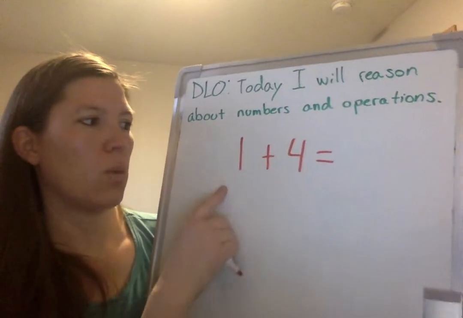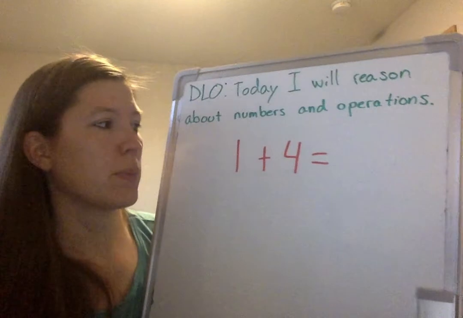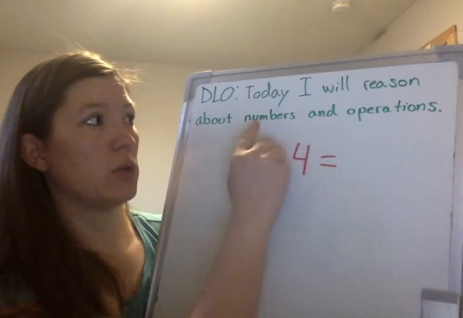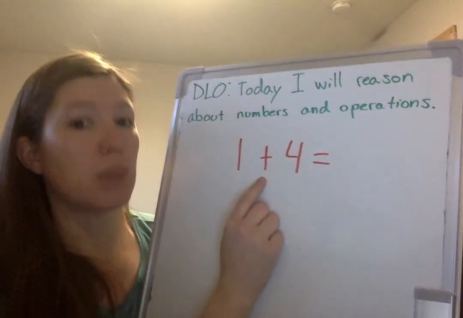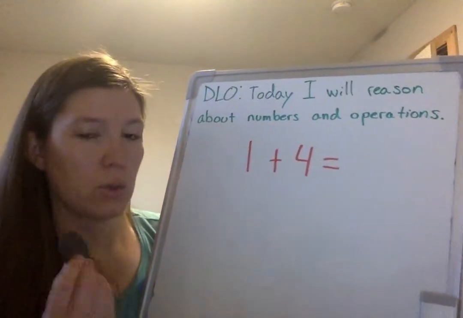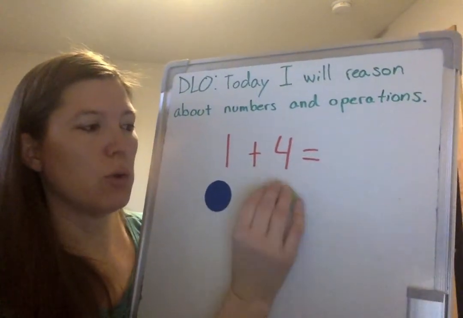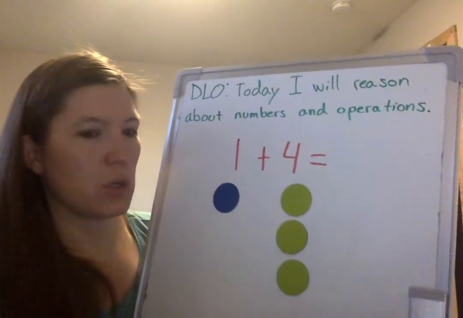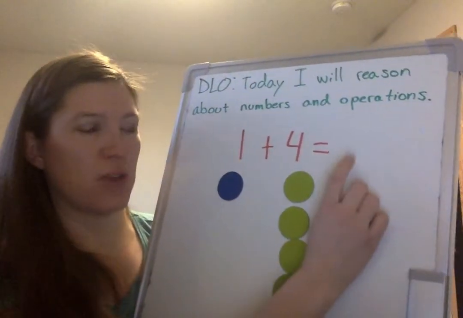Here we go. 1 plus 4 equals what? So let's start off with magnets. My first group, I need to look at my numbers and operations. I have a number 1, I have a number 4. My operation is plus. So plus means we're getting more, we're adding. I'm going to use my magnets first. The first group, only 1. My second group, because we're adding, I can put more on. 1, 2, 3, 4.